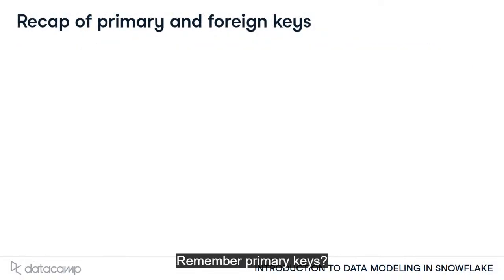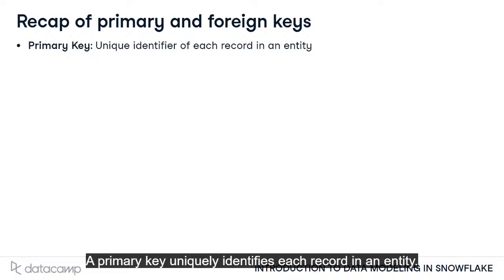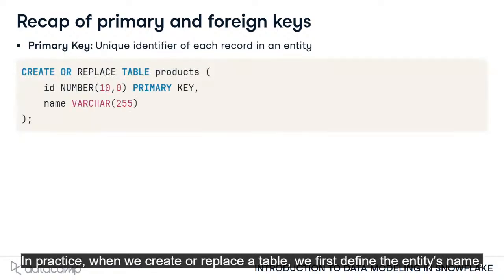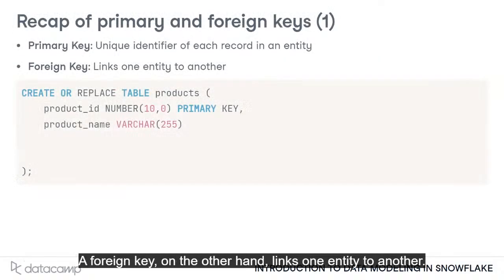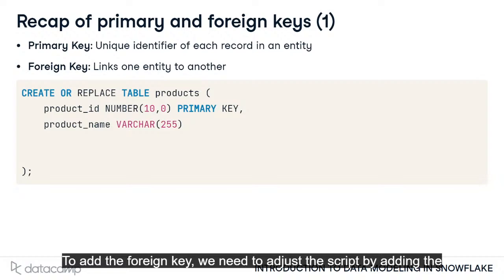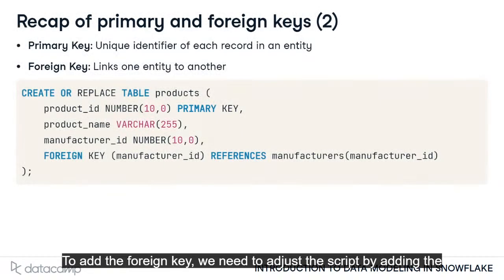Remember primary keys? A primary key uniquely identifies each record in an entity. In practice, when we create or replace a table, we first define the entity's name, list all the attributes and data types, and assign which one will be the primary key. A foreign key, on the other hand, links one entity to another. To add the foreign key, we need to adjust the script by adding the identifier column and the reference to the primary key of the foreign table.